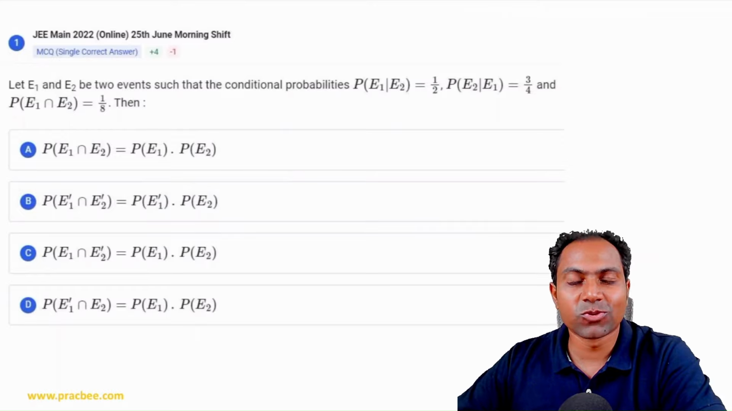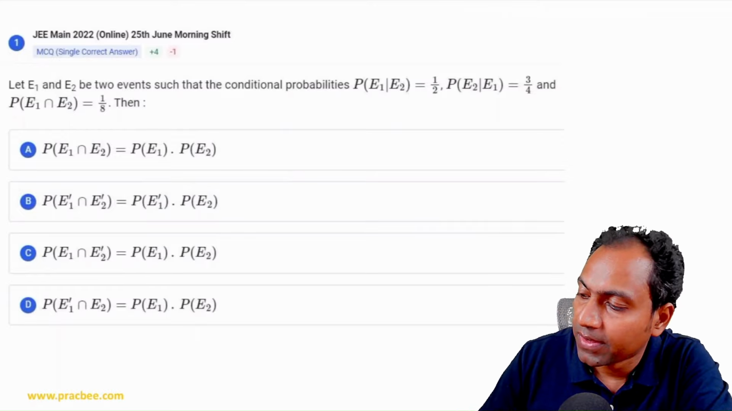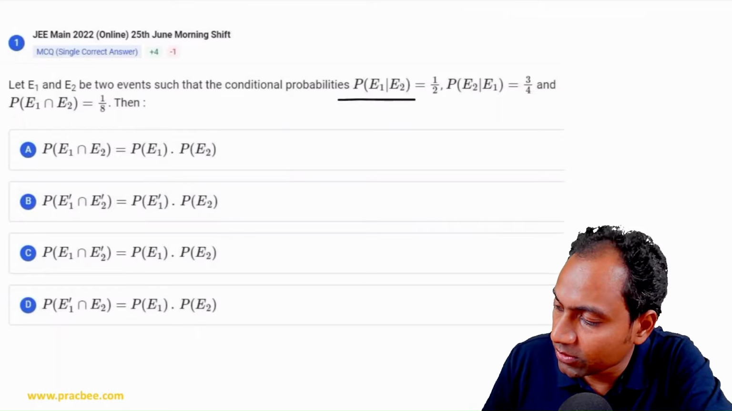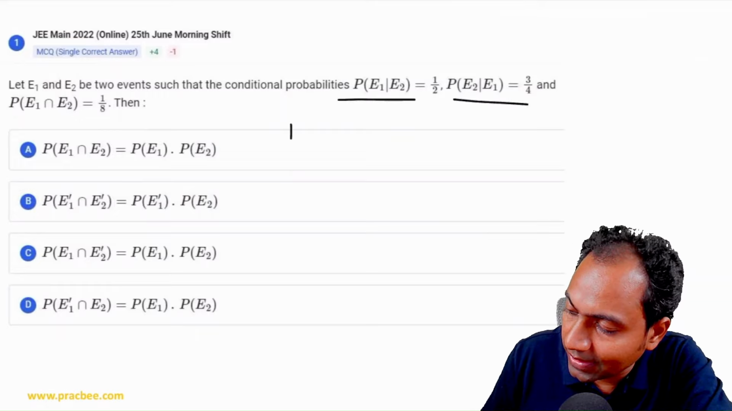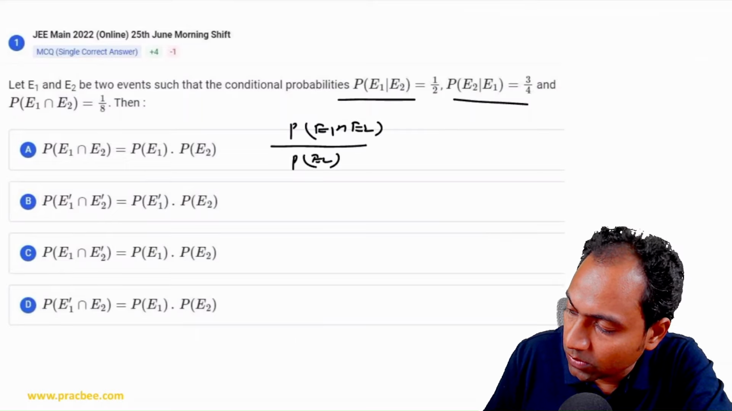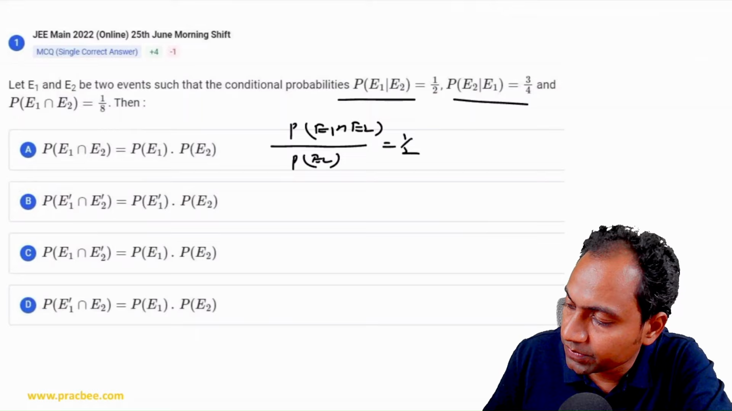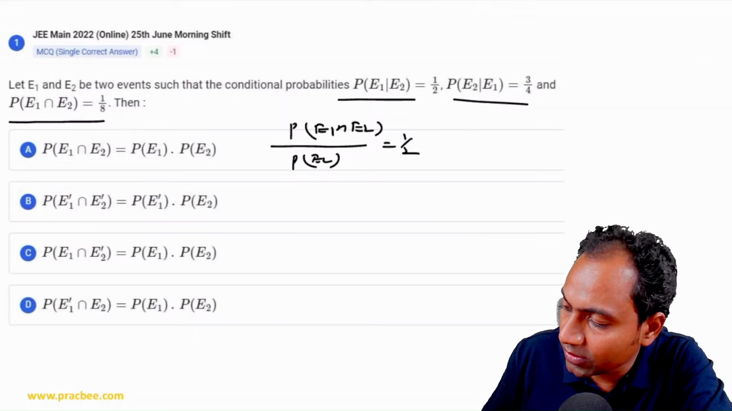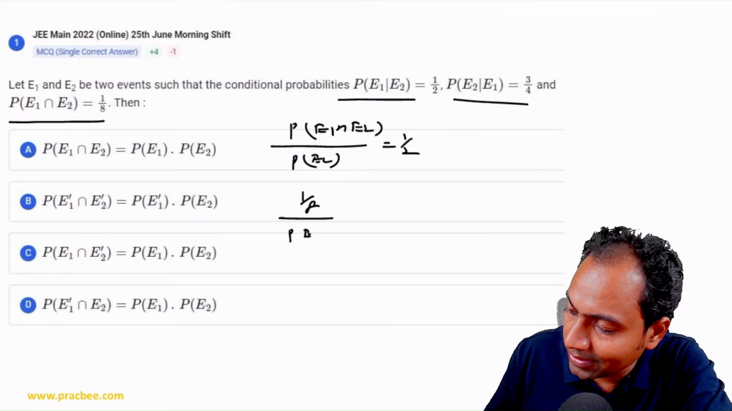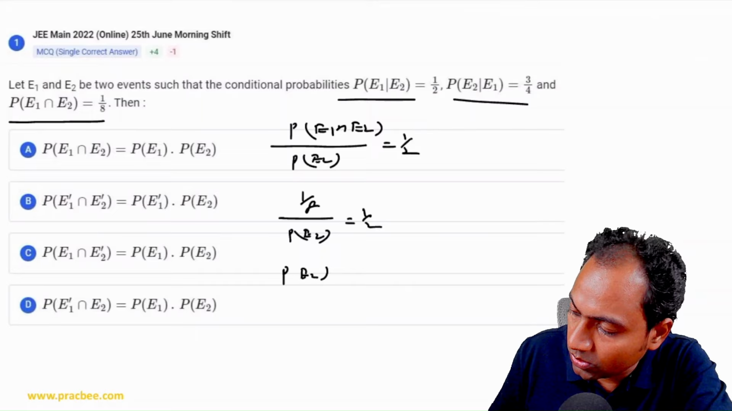If you look into this next question, what they have done is they have given two conditional probabilities. So if I write it down, P of E1 intersection E2 by P of E2 will be nothing but 1 by 2. Also this intersection value is also given. So if I put this value, then from here I can get the value of P of E2. So the value of P of E2 comes out to be nothing but 1 by 4.